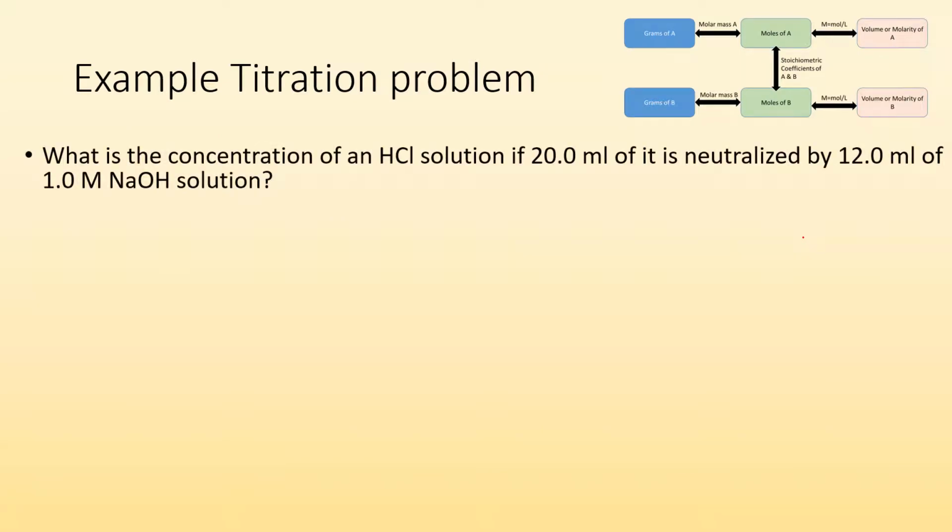So, example problem: what is the concentration of an HCl solution if 20 milliliters of it is neutralized by 12 milliliters of 1 molar NaOH solution? All right, so first you need the balanced chemical equation, so I write it out.